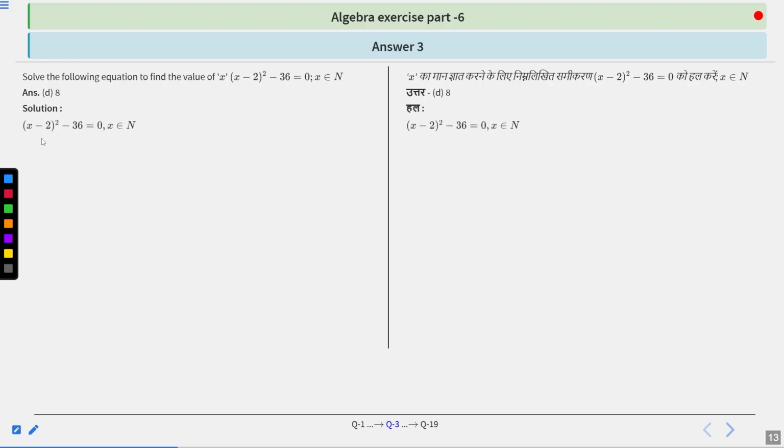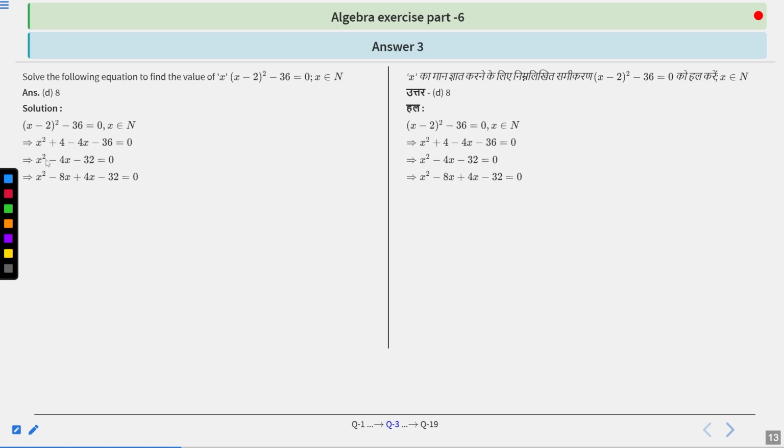Now, solution: the equation given was (x − 2)² − 32 = 36, so (x − 2)² − 36 = 0, and x belongs to natural number N. Then (x − 2)² is x² + 4 − 4x − 36 = 0. Then x² − 4x + 4 − 36, which is −32, equal to 0.